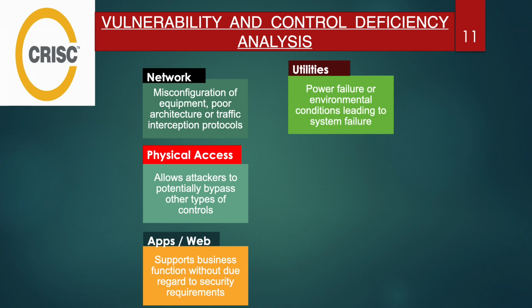Similarly, coming to the utilities, power failure or environmental conditions leading to system failure, right? So information systems depend upon regulated environmental factors such as stable and clean electricity as well as humidity and temperature management. So in order to prevent situations that might result in system failure, a risk practitioner should make sure that a company is ready for power outages or other environmental circumstances.